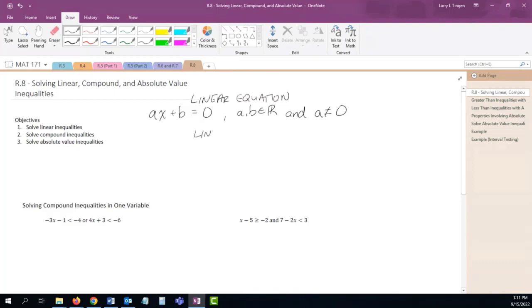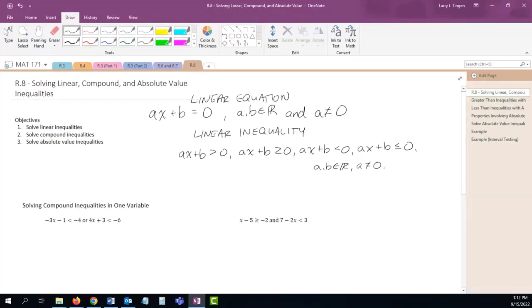All right, equation because of the equals in it. Well, now guess what a linear inequality looks like? It looks exactly the same except different. It's going to be ax plus b greater than 0, greater than or equal to 0, less than 0, or less than or equal to 0. Same caveats, a and b are real, and a is non-zero. All right, so that's the only difference.